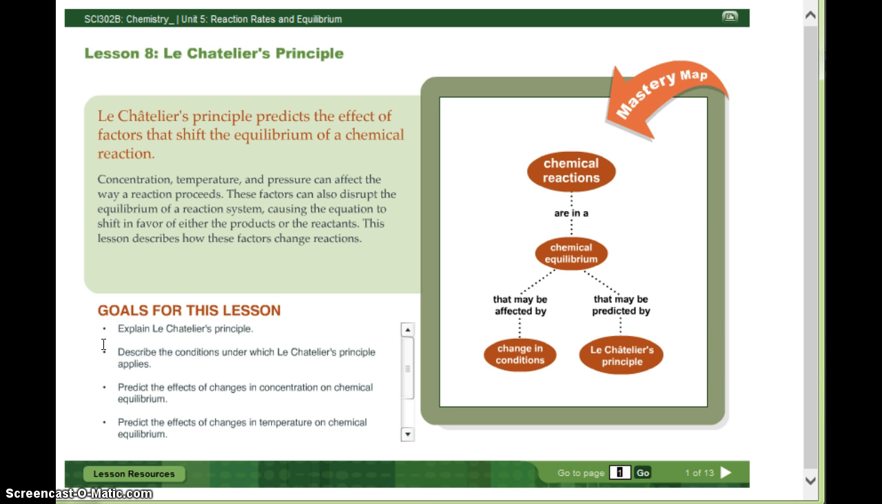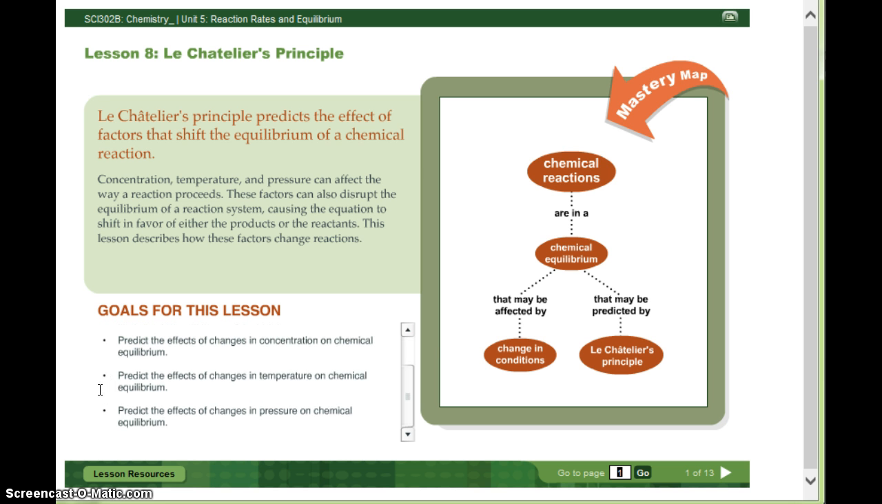Goals for this lesson: explain Le Chatelier's principle, and if I'm saying it wrong, I'm sorry. Describe the conditions under which Le Chatelier's principle applies. Predict the effects of changes in concentration on chemical equilibrium. Predict the effects of changes in temperature on chemical equilibrium. Predict the effects of changes in pressure on chemical equilibrium.